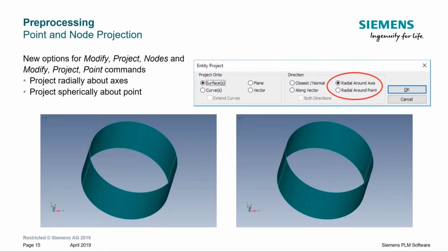We've added some new abilities to do pointed node projection. You notice now you can set a direction which is radial around an axis or radial around a point. So for example, if I do an axis, it's basically going to project radially along that axis, and radial about a point is going to be more like a spherical projection. So you have those two options as well.